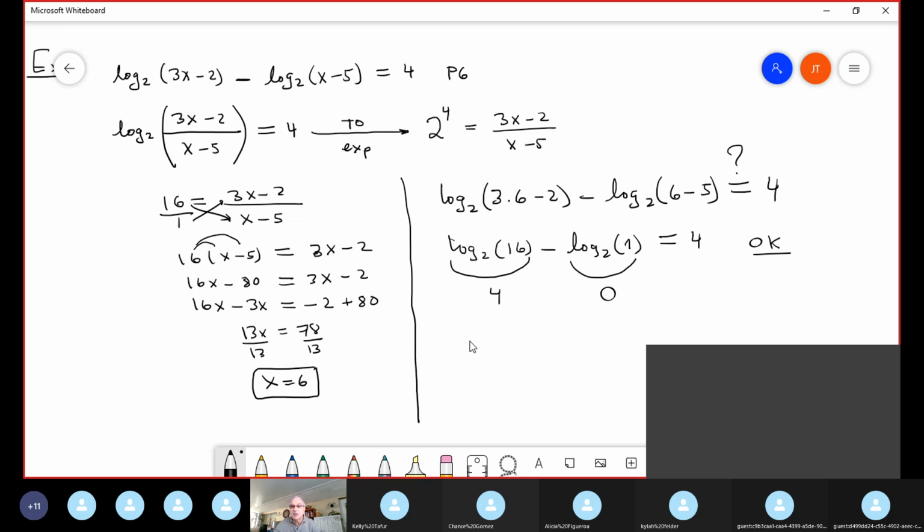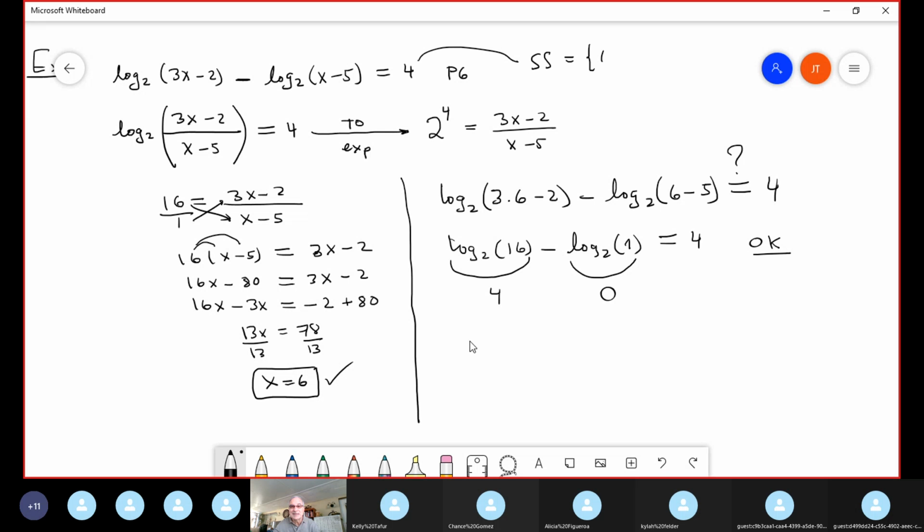Hey, this statement is true. And the solution is perfect. The solution set for this equation is 6. End of the story. Any question? The checking is mandatory in the logarithm. In the exponential, no. In the logarithm, yes.